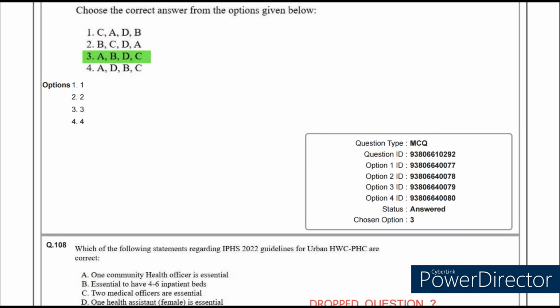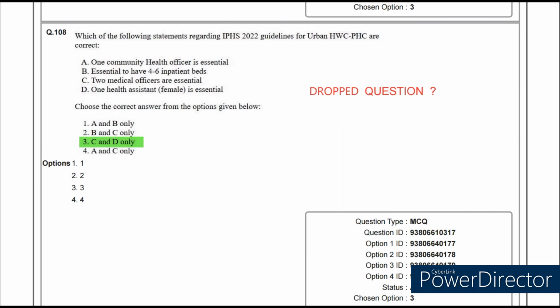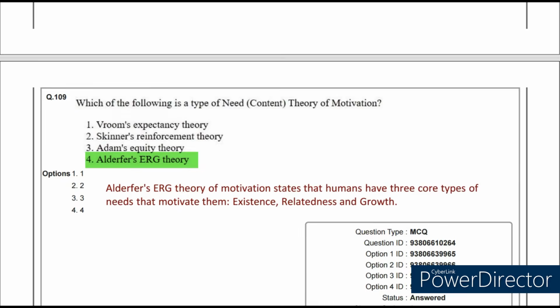And now coming to question number 108, that is about urban HWC PHC as per IPHS guidelines 2022. I have a doubt on this question. I feel option A and B should be correct, but they have given a different option. Please check it again. And if you find any valid information regarding this, you can post it in the comment section.